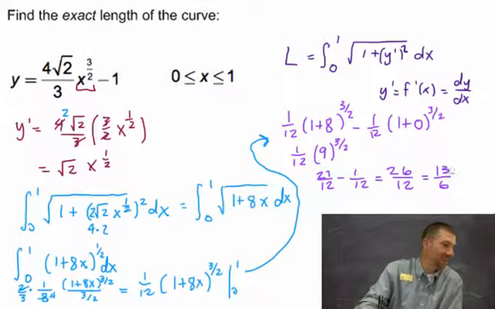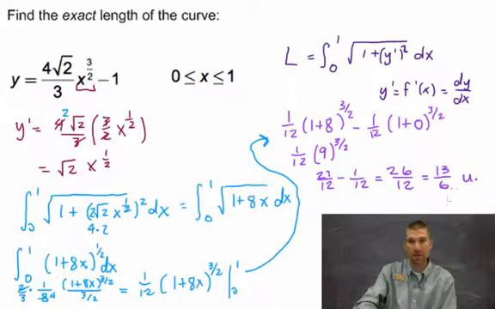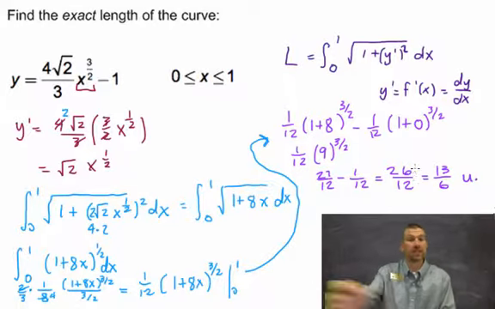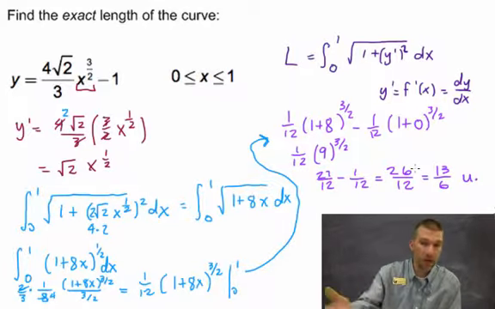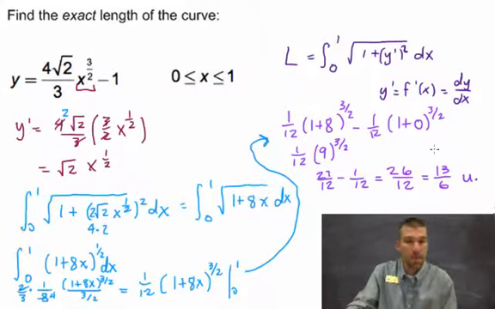And that's the exact length of the curve, 13 over 6 units, whatever we're talking about, okay? That's it. It's not too bad. And if you punch it into your calculator to double check, you'll get whatever 13 divided by 6 would be as a decimal.